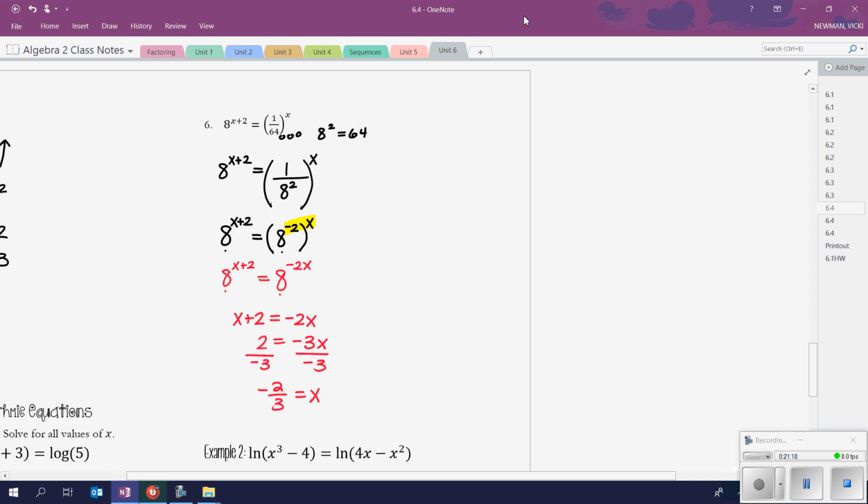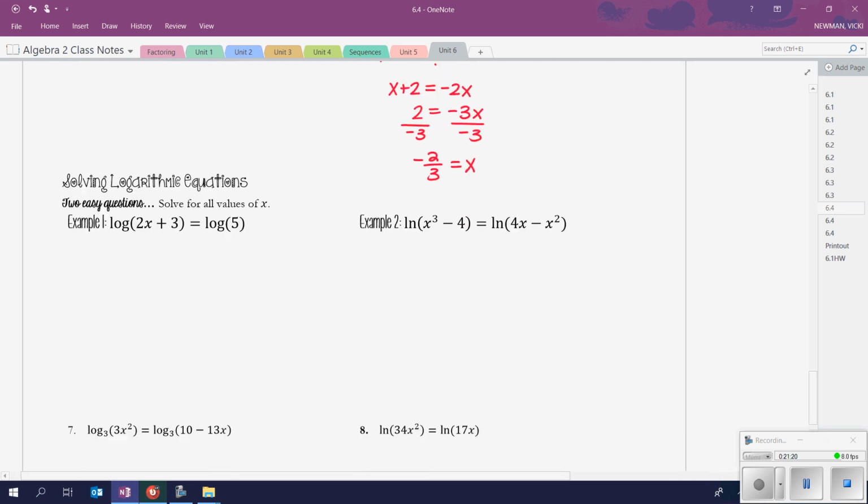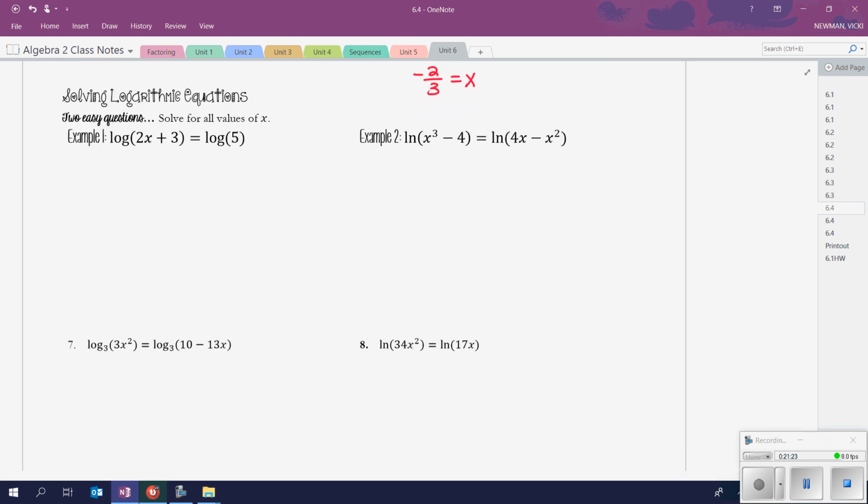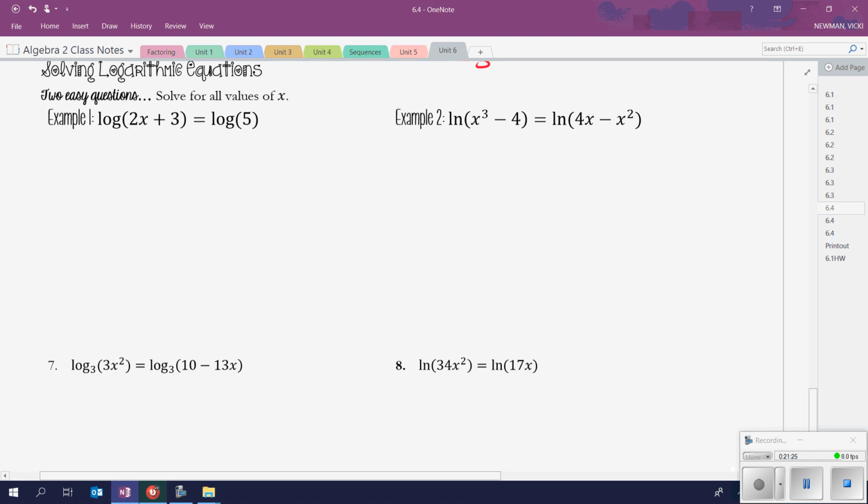Okay, so that's those kinds of equations. You need to get the same base. Now, we're going to do some really easy log questions. I didn't give you any of these in homework 6.0 because you had never seen a log before, and I didn't want you to freak out and be sad. So, example 1. You're going to love this. This is so easy, it's unbelievable.